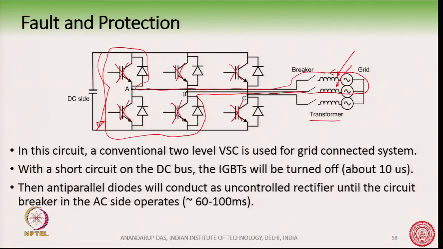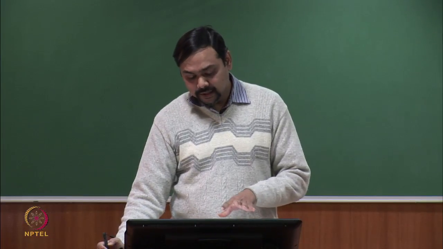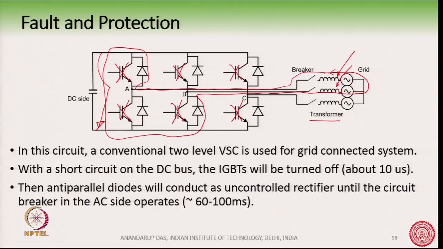So, when you choose this transformer, you must remember that the leakage inductance of the transformer should be something like 4 to 8%. You cannot make the leakage inductance very small. If you make it very small, during the fault condition, it may happen that the whole VSC, the diodes, can be destroyed. So, the leakage inductance of the transformer has an important role to play during fault condition, and people choose between 4 to 8% of leakage inductance.